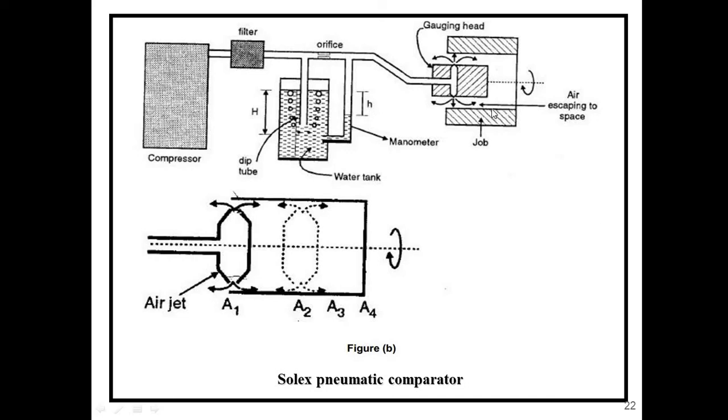So this is a very accurate method of checking dimensions. This instrument can also be used to check the concentricity of the hole. Suppose this is the hole that we are checking. Here we are only checking the dimension, whether this internal diameter is correct or not.